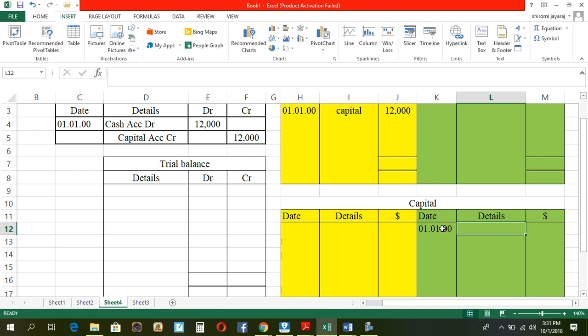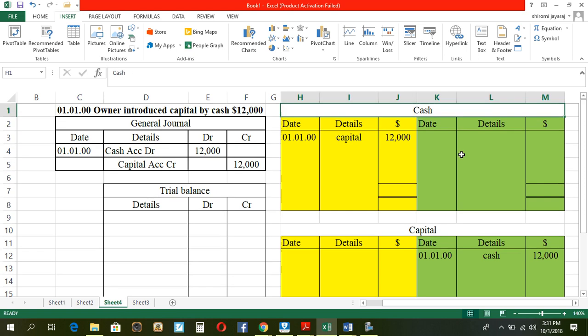2000. Opposite account's name? Cash. Very good. And how much? 12,000. Right? Any doubts so far? No. Now we are going to balance.